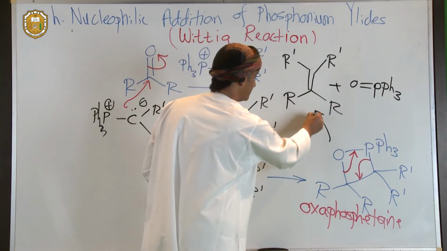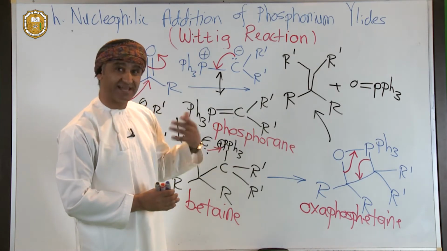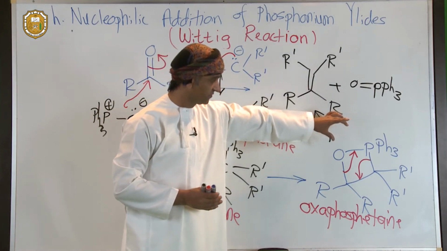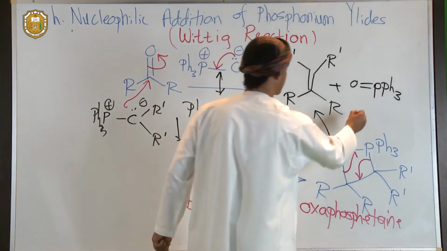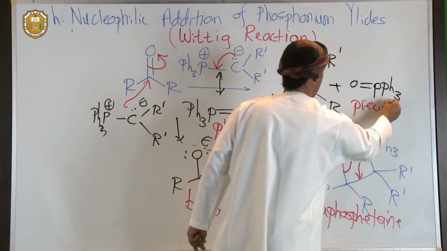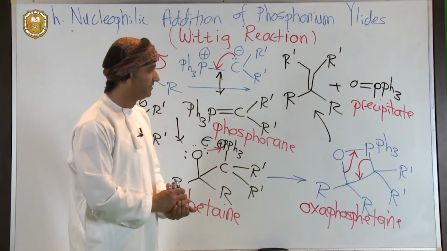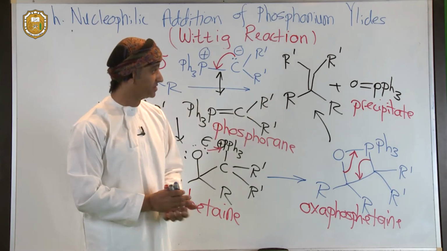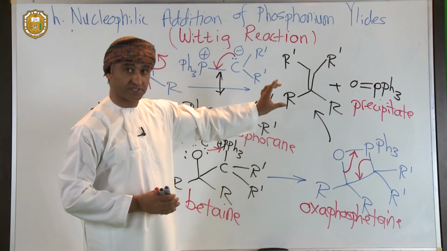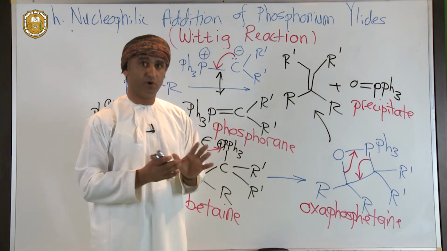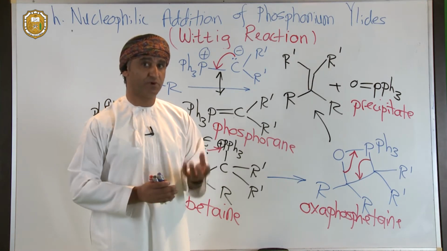Now this gives rise to the alkene product, and at the same time a double bond between oxygen and phosphorus is formed to give triphenylphosphine oxide, which is a precipitate. It's a white solid, which you could see clearly if you do this reaction in the lab. Formation of that triphenylphosphine oxide is thermodynamically favored. The oxygen-phosphorus double bond is very strong. The bond energy is very high. You're talking about 575 kilojoules per mole. That bond is very, very strong.